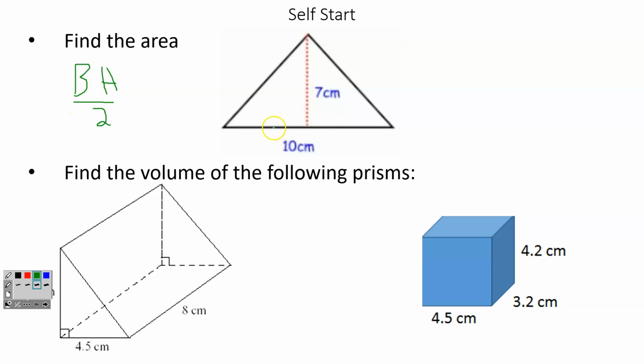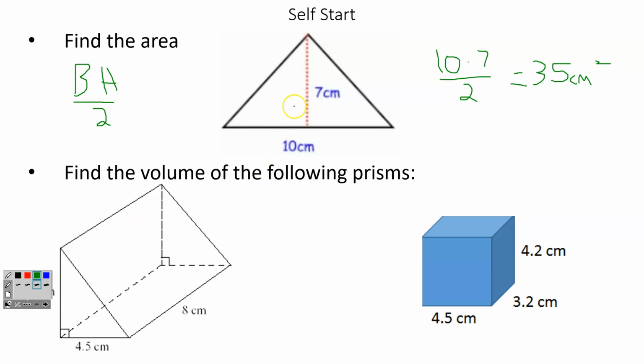There we go. So our base of this is going to be 10 times the height, which is 7. We're going to divide that by 2. 10 times 7 is 70. 70 divided by 2 is going to give me an answer of 35 centimeters squared.